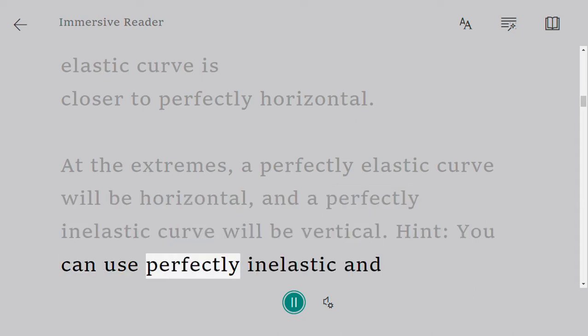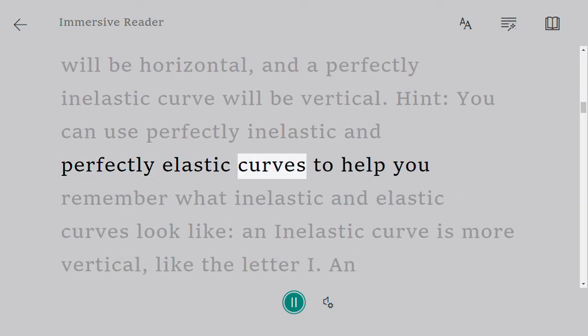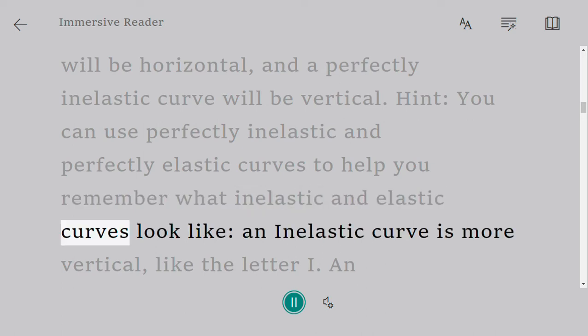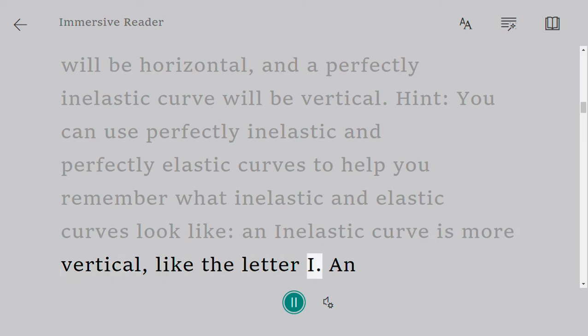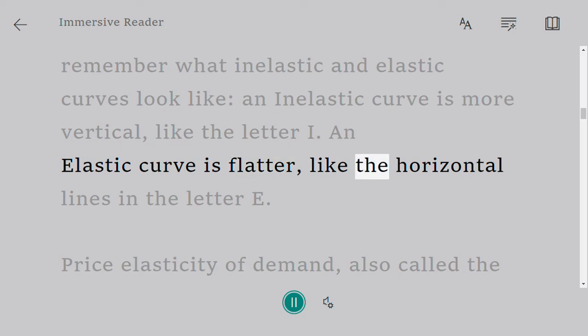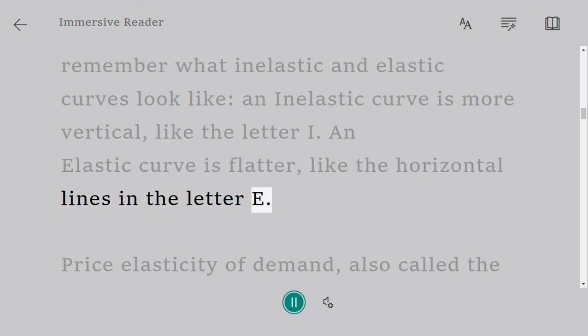Hint, you can use perfectly inelastic and perfectly elastic curves to help you remember what inelastic and elastic curves look like. An inelastic curve is more vertical, like the letter I. An elastic curve is flatter, like the horizontal lines in the letter E.